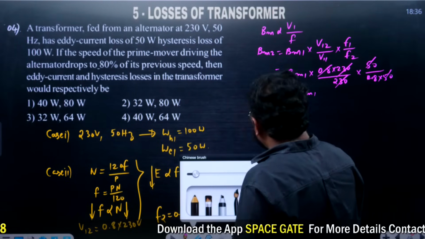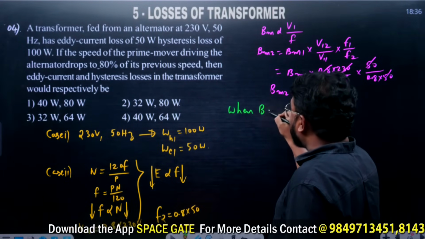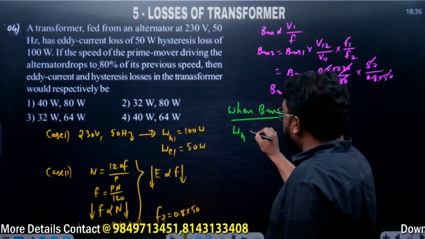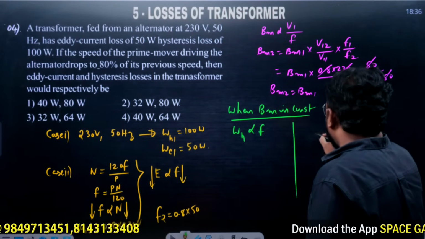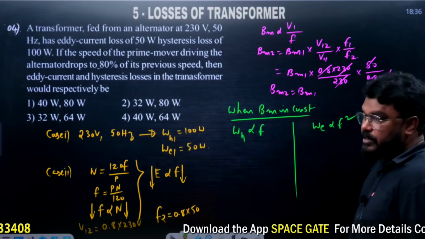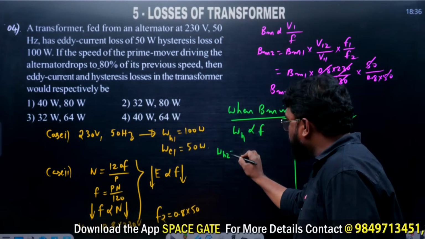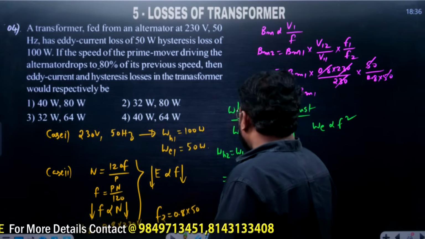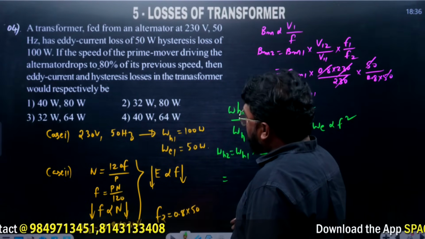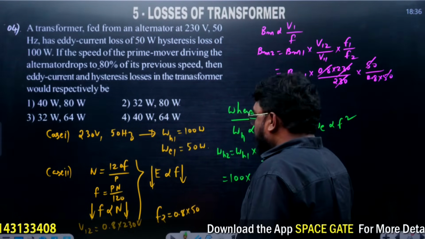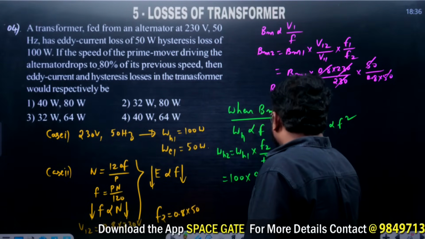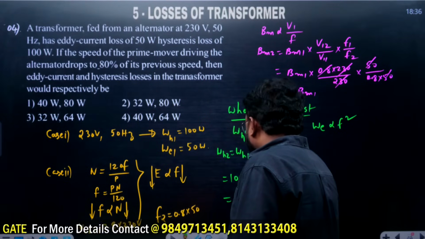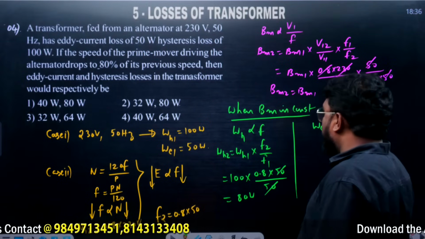When B maximum is constant, what will happen? We know that hysteresis loss is directly proportional to the frequency, whereas eddy current loss is directly proportional to the square of the frequency. From here we get WH2 is equal to WH1 multiplied by F2 by F1. WH1 is the hysteresis loss of the transformer, 100 watts. F2 is 0.8 times 50 Hz divided by 50 Hz. 50 is cancelled and it is equal to 80 watts, the hysteresis loss.